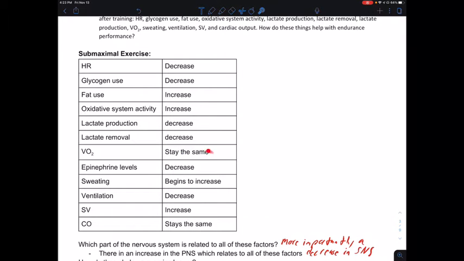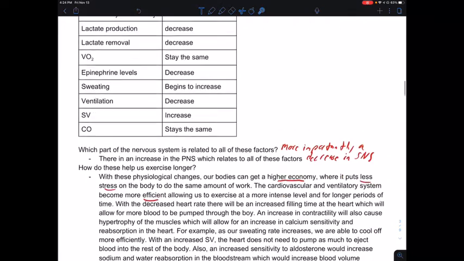VO2 would stay about the same. Epinephrine levels go down because exercise is less stressful at any given intensity. Sweating can go up because of those adaptations to heat we talked about. Ventilation goes down because exercise is not as hard and we don't have that same increase in CO2 because we have less activation of the glycolytic system. Stroke volume goes up because of all those changes we just talked about, and cardiac output can stay the same.